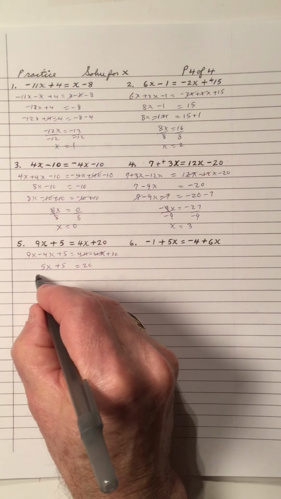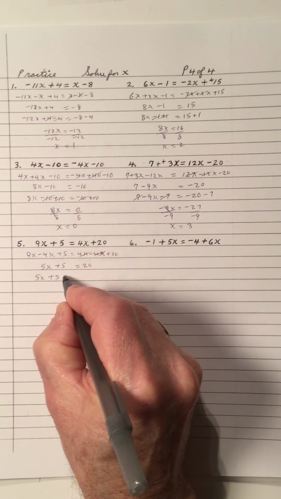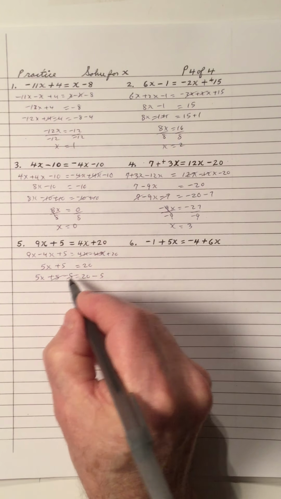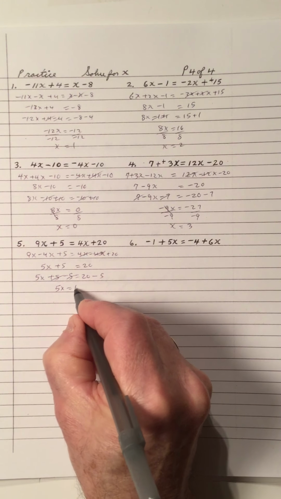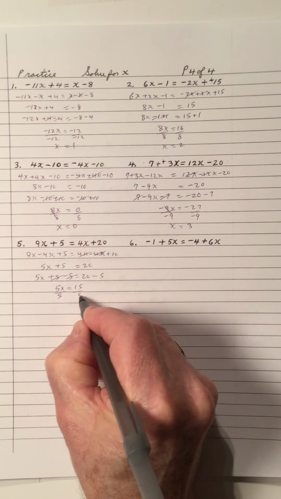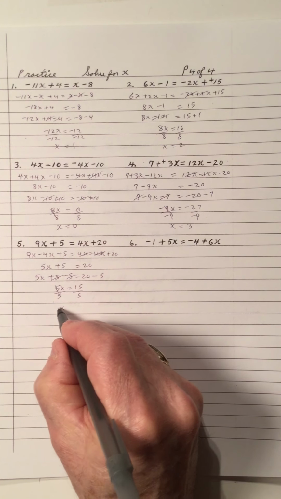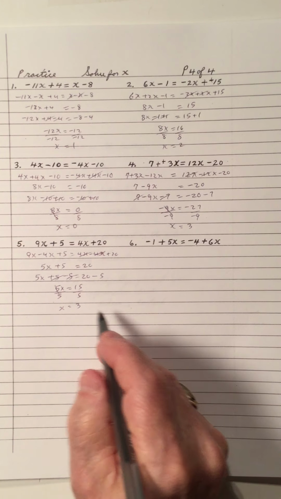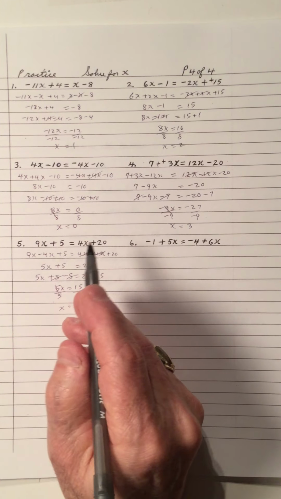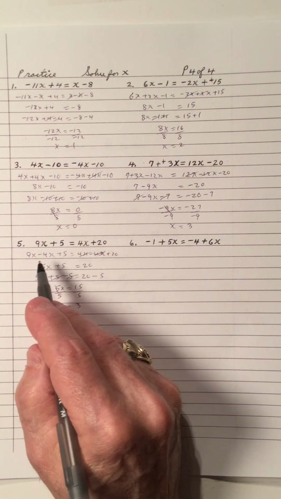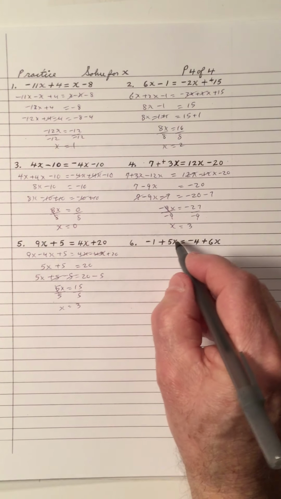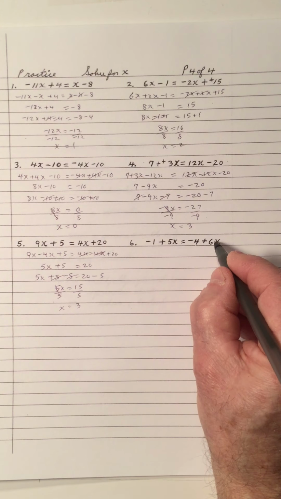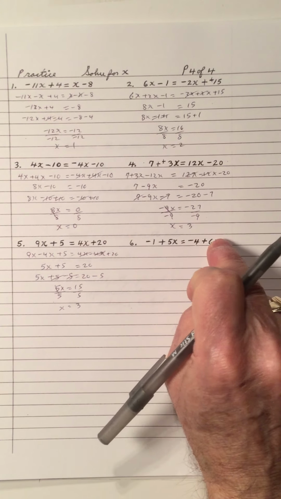And I have to move the 5, so it's 5x plus 5 minus 5 equals 20 minus 5. They give you 0 when you add, so 5x equals 15. And I divide both sides by 5. They cancel to give me 1x, and 15 divided by 5 is 3. Notice x's to the left, numbers to the right, and when you want to move them, you add on the opposite to each side.